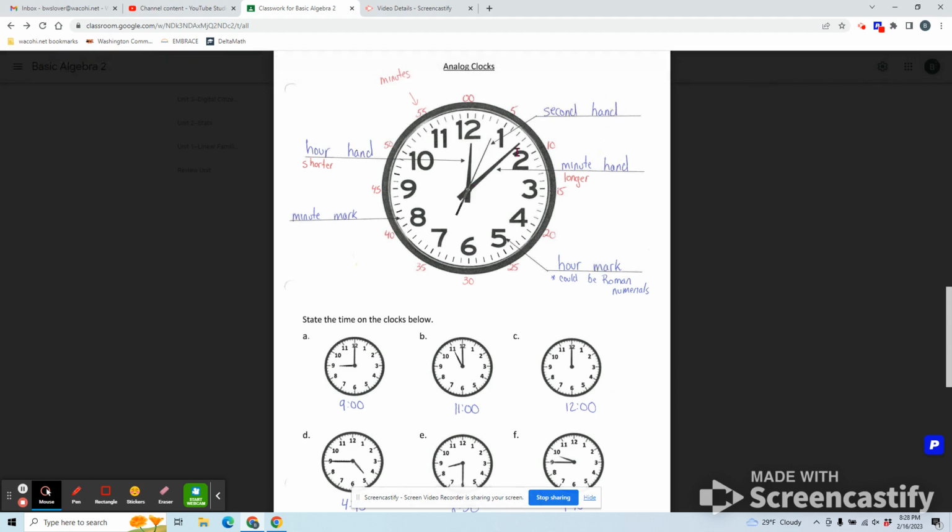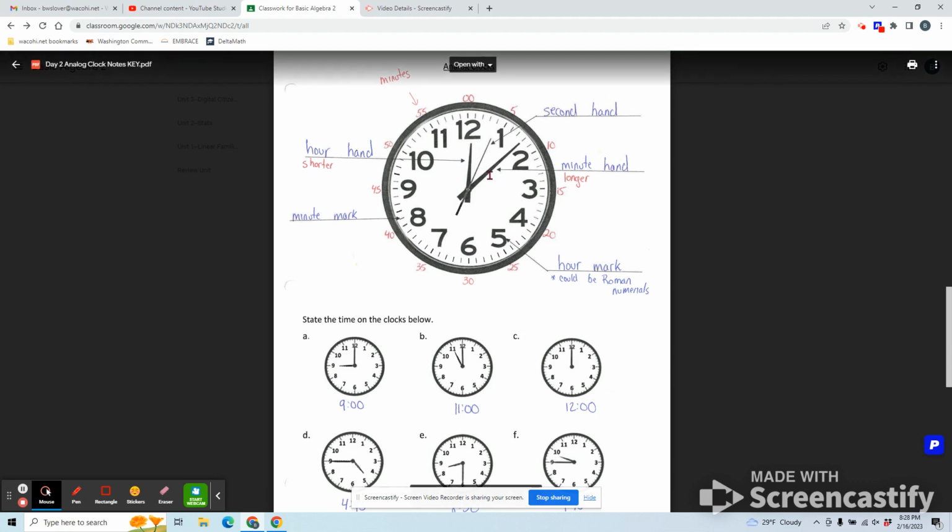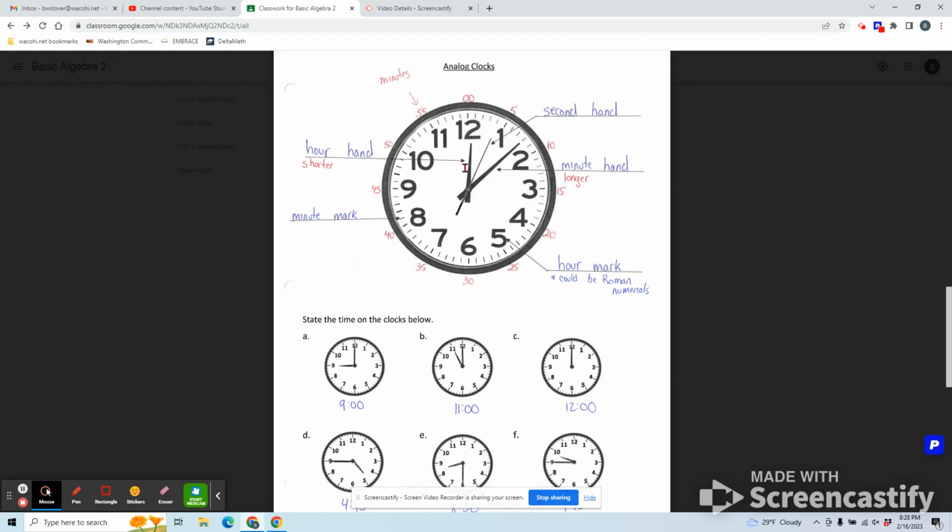The longer one is the minute hand. Of the two, because not everyone has a second hand, but of the two, this is thin and this is thicker. So that's how you can tell the difference between the second hand and the minute hand. So this is going to be longer, and that is your minute hand.